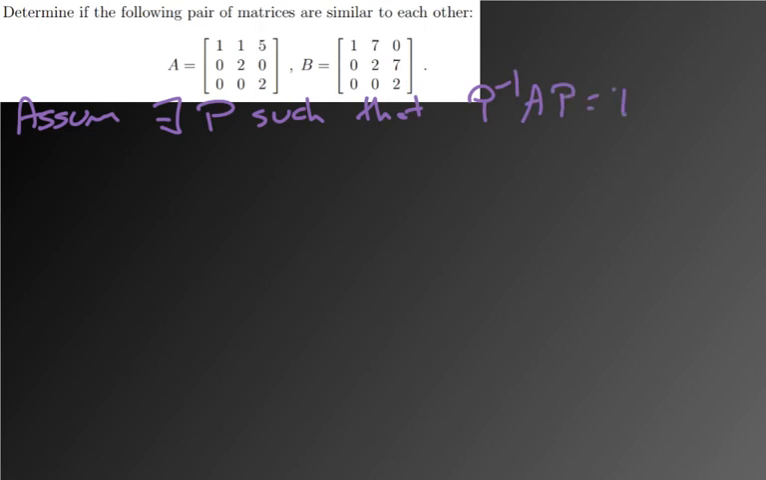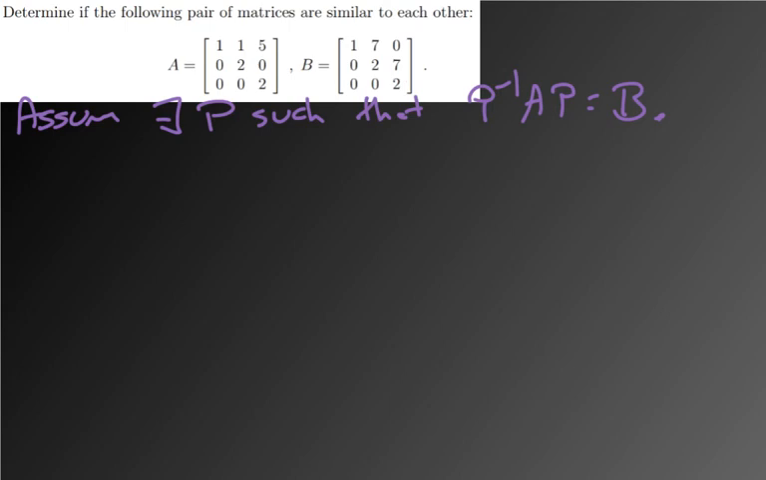It's not a proof, it's just a counterexample, but I want to show a technique for how to take two matrices and show that they're not similar. Basically, it's a contradiction argument. So I'm going to assume there exists P such that P inverse AP equals B. So I'm basically assuming the existence of an invertible matrix P.